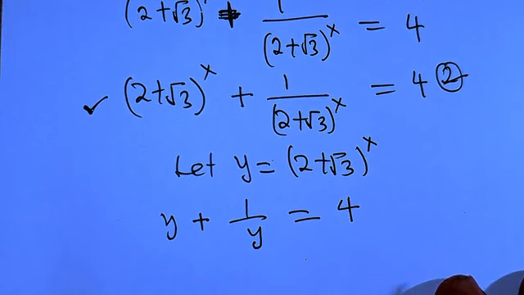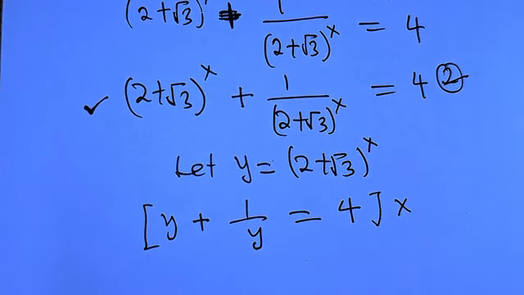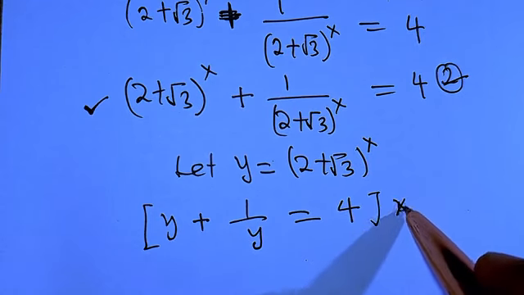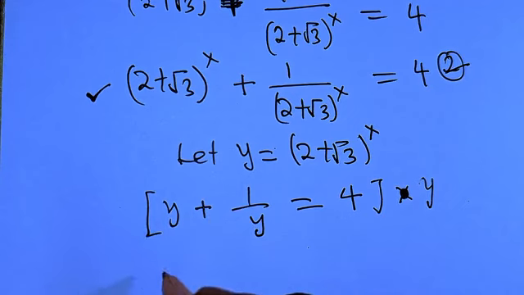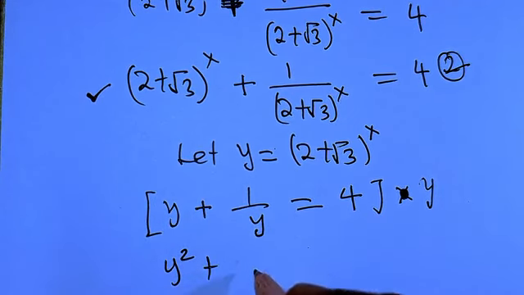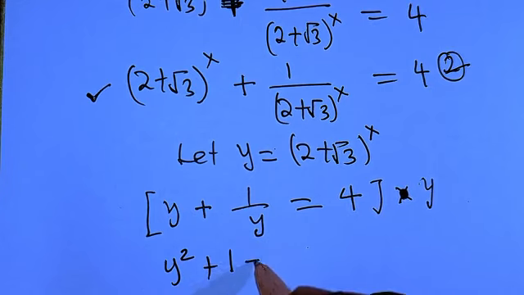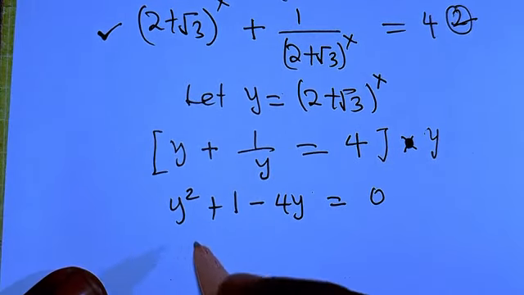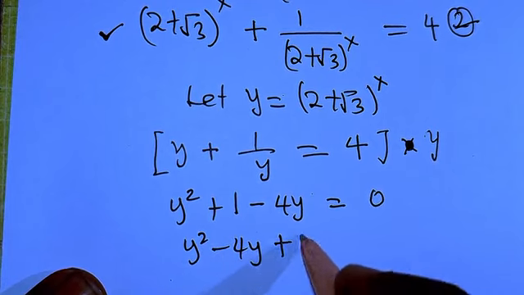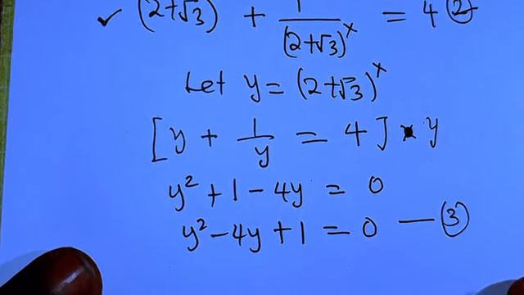Now let me clear this fraction, 1 over y. To do that, we are going to multiply everything by y, because y is the denominator. So y times y gives y squared, y times 1 over y is 1, and y times 4 gives 4y. I want to take this 4y to the left hand side, so I have y squared minus 4y plus 1 equals 0. This is a quadratic equation in terms of y.